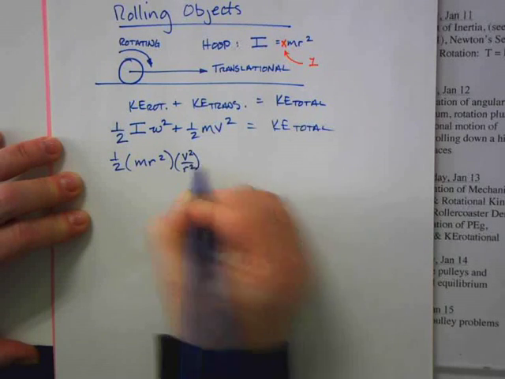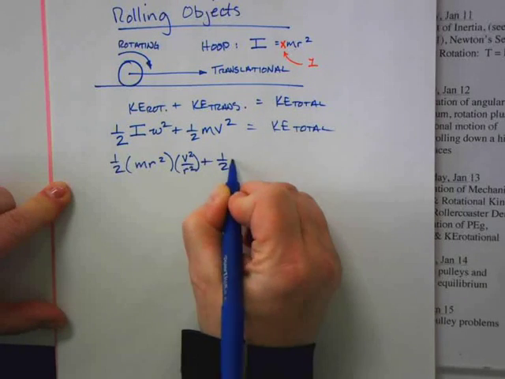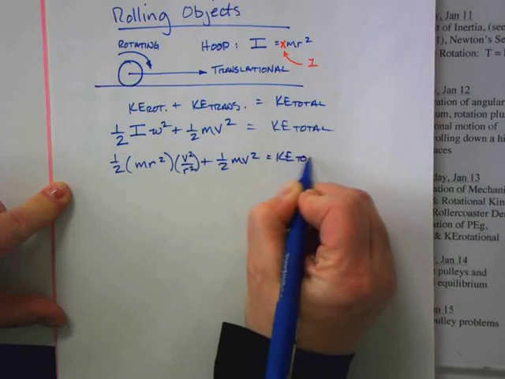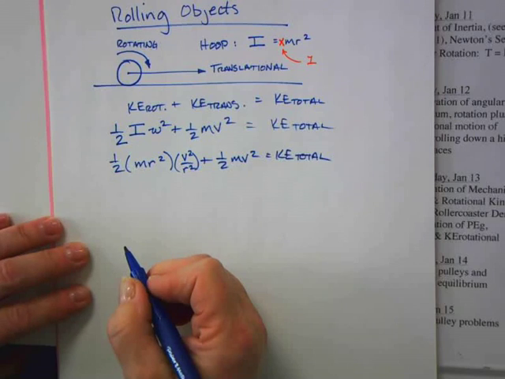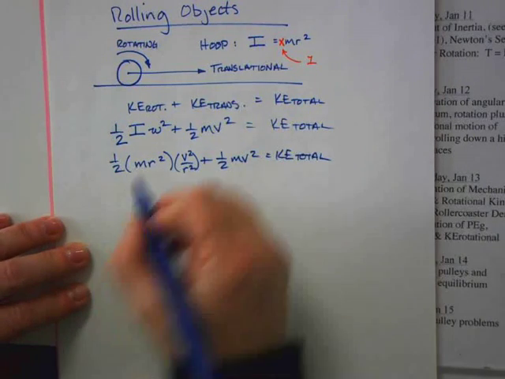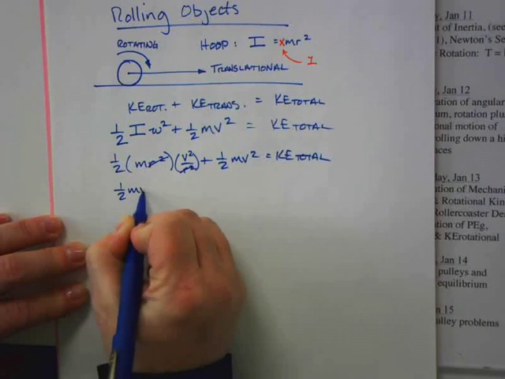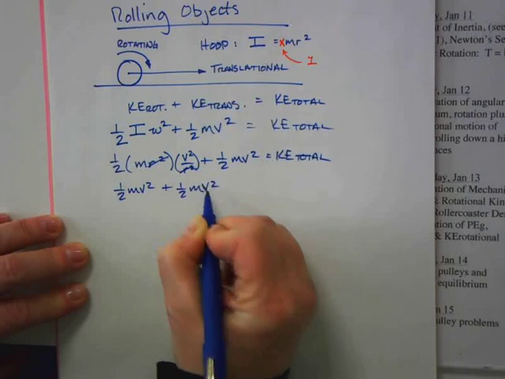Everything is squared here, right? V squared over R squared, because that is squared. I'm going to add that to 1/2 mv squared. Okay. Anything cancel there? Yep. Radius go bye-bye. So we end up with 1/2 mv squared plus 1/2 mv squared.